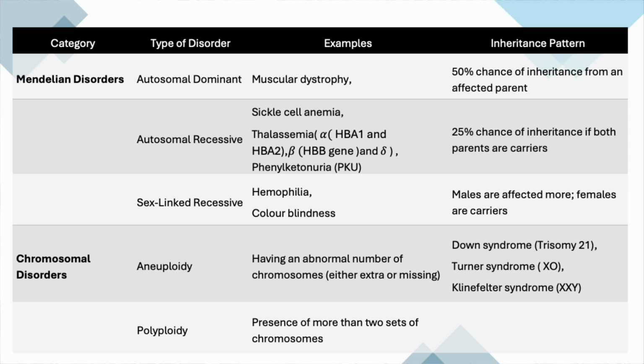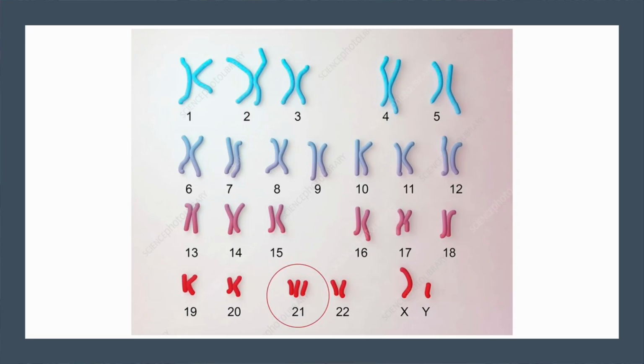Under chromosomal disorders, first we learn about the cause of chromosomal anomalies, under the headings aneuploidy and polyploidy. Then we learn about three different conditions: Down syndrome, Turner syndrome, and Klinefelter syndrome. Learn their karyotype and the symptoms of all these conditions.